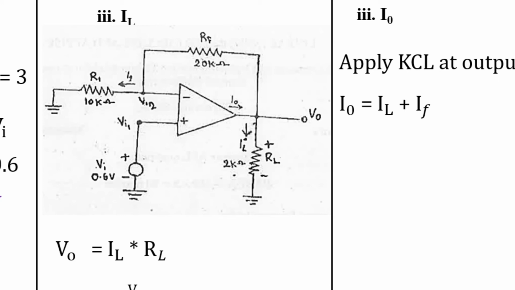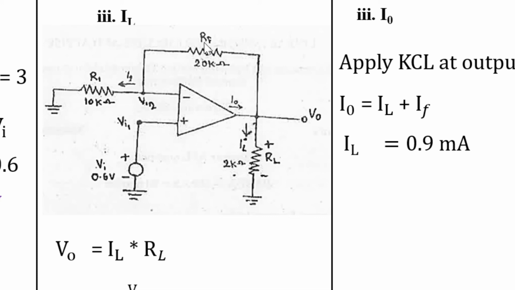IL already we have calculated, that is 0.9 milliamps. IF, we don't know the value of IF. So here you have to calculate what is IF first. So IL is 0.9 milliamps. Then IF. IF is the current through the feedback resistor, right? So IF can be calculated from Ohm's law. I is equal to V by R.